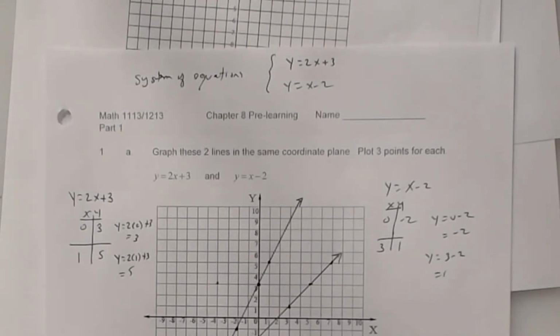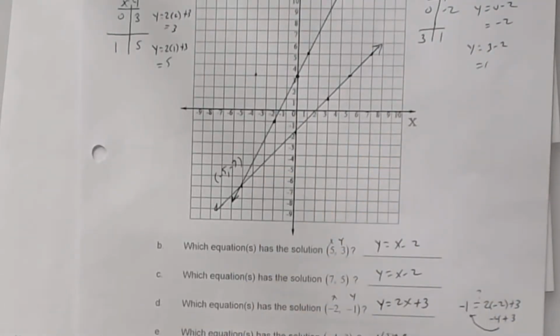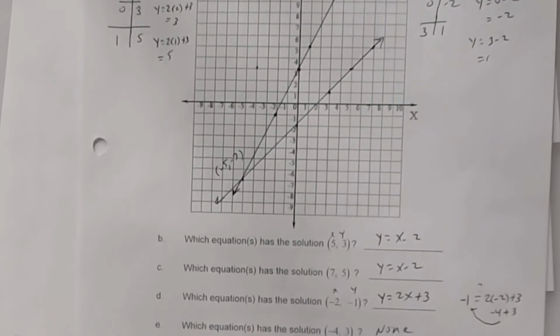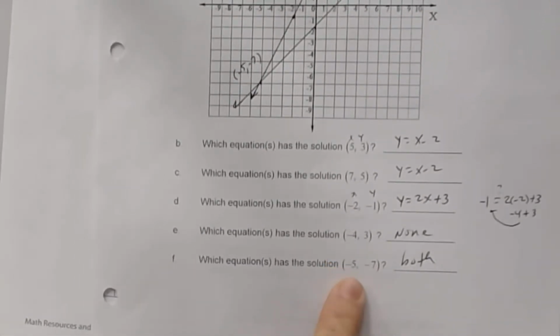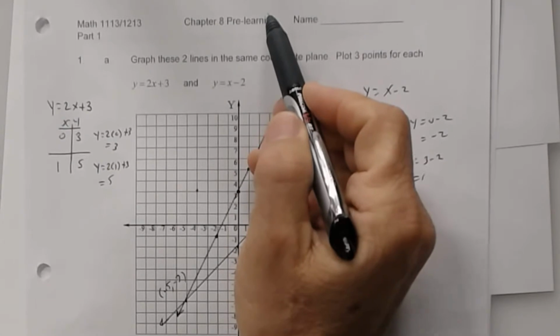Each equation has how many solutions? An infinite number. The system, though, this system right here, this system that I just graphed, has how many solutions? One. What is it? -5, -7. That's the solution to this system. Because if you plug in -5, -7, it makes both of these true.